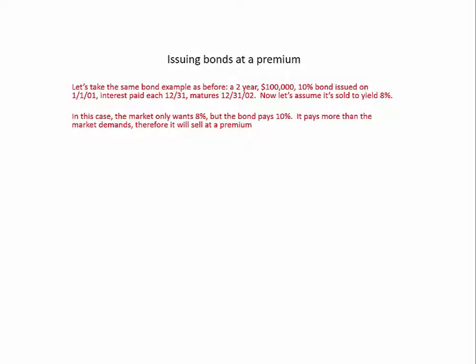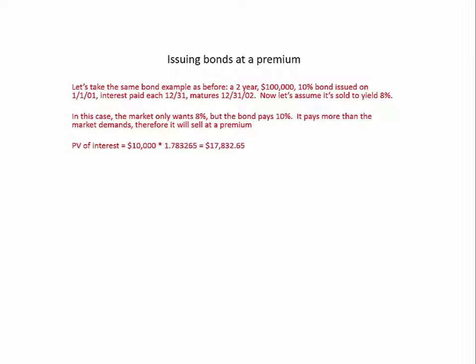Again, what that means is the market only demands 8% from this borrower, but the bond has been set up to pay 10%. The bond pays more than required, so everybody's going to say, hey, this is a great bond, and they're going to start bidding the price up. And they'll bid the price up until the yield is equal to the market rate of 8%.